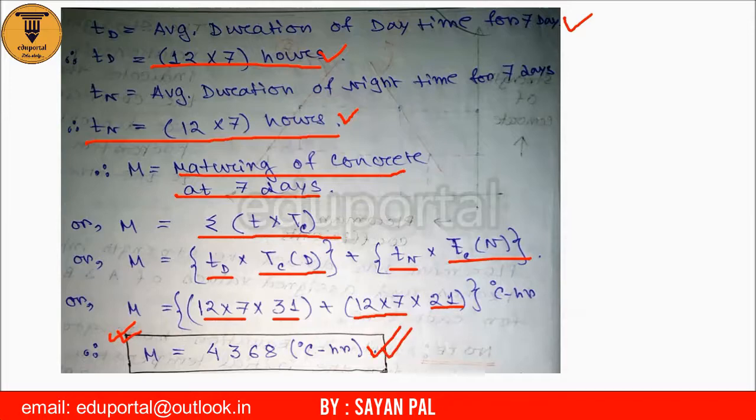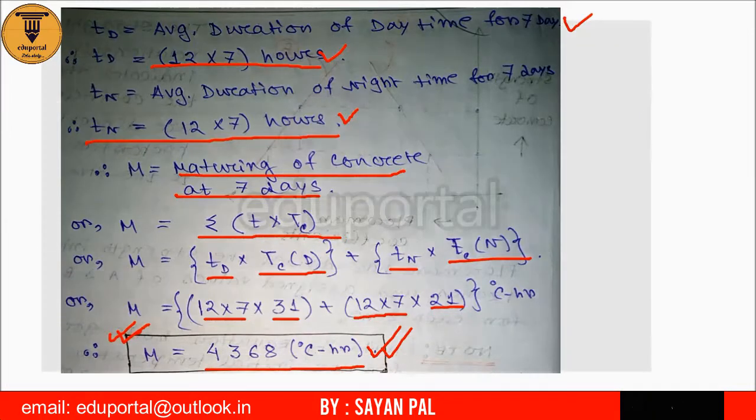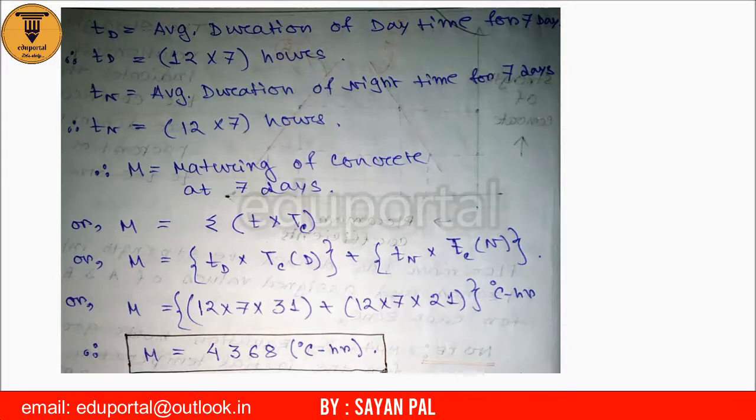Okay, so to determine the strength of the concrete, we need to know the maturity of concrete at day 7, and we have determined from Plowman's equation that the maturity of concrete at day 7 is 4368 degrees Celsius hour. So we will use this value to determine the strength of the concrete. So let's see how to do it.